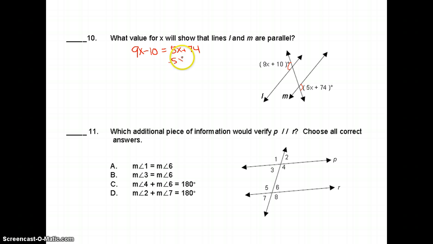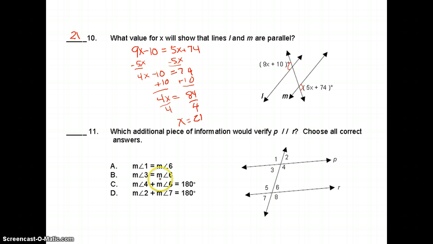First, I'm going to get rid of the extra x. 4x minus 10 equals 74. I'm going to add 10 to both sides. So 4x equals 84, divided by 4. X equals 21. That's the value for x, and that's what we had to find.